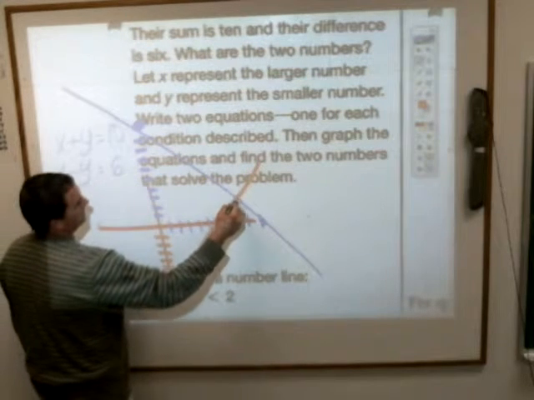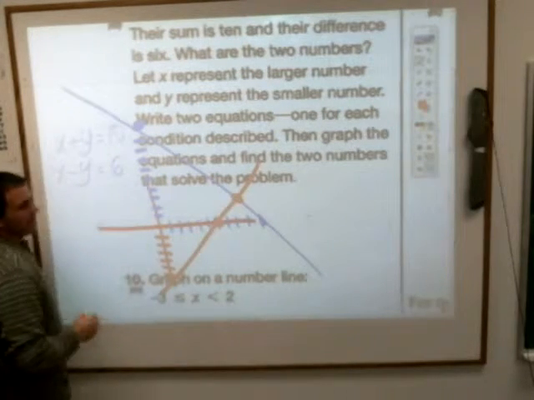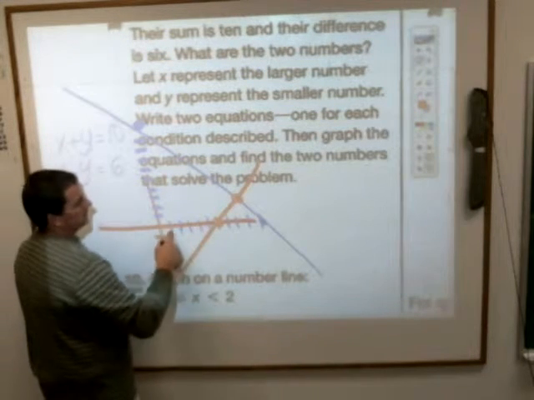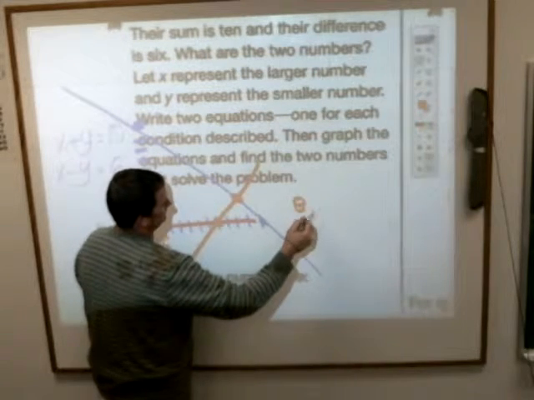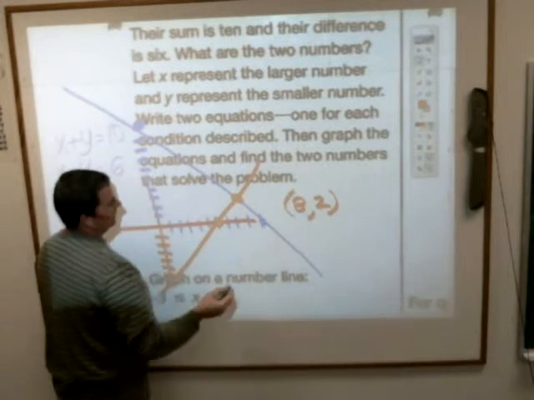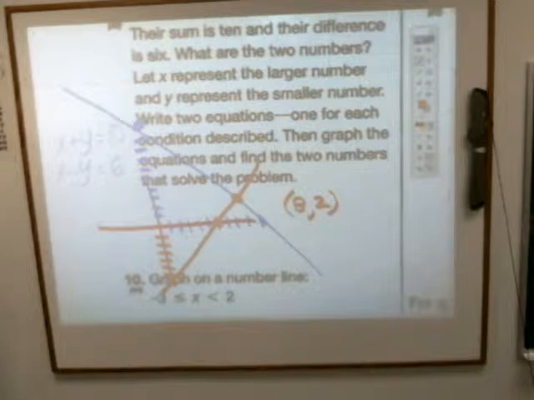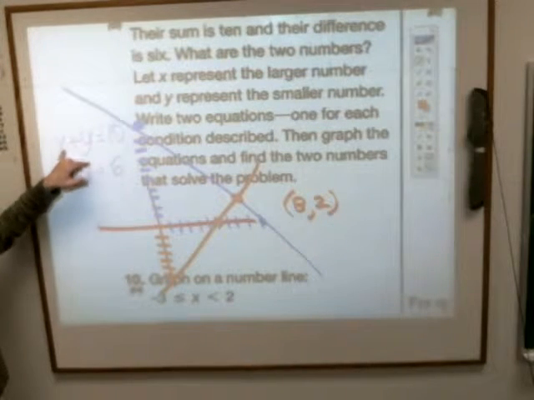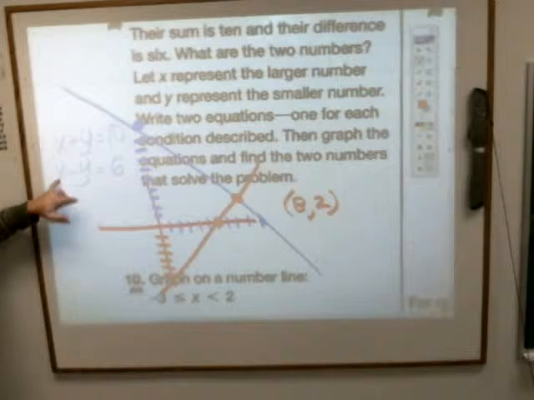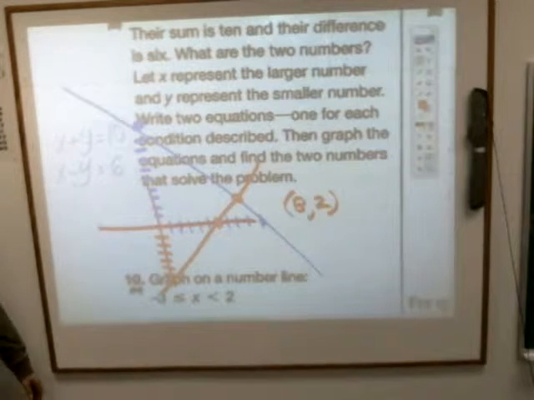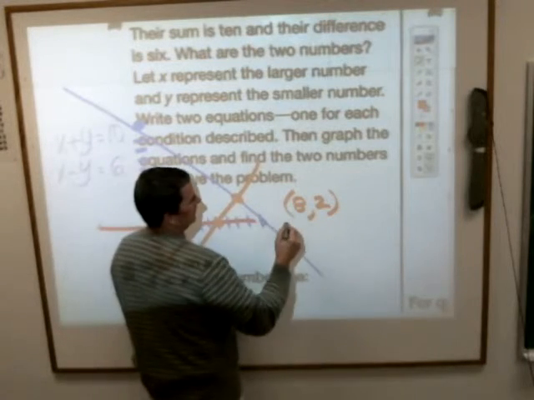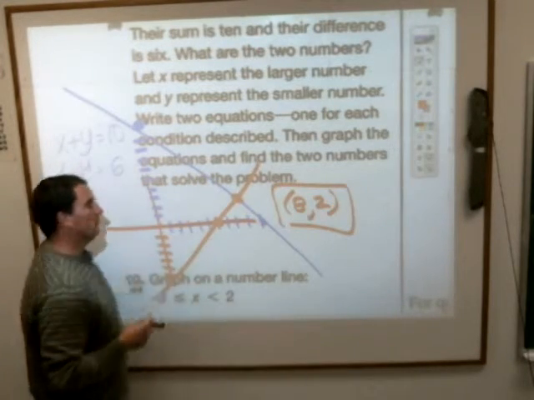The answer is where those two lines intersect. And if you look at that, it obviously comes out to be 1, 2, 3, 4, 5, 6, 7, 8, comma 2. Not a ruler. In other words, if you go back to this, Jackson, if x is 8 and y is 2, x plus y, 8 plus 2 is 10, that works. 8 minus 2 is 6. It's what solves both equations. It's a system of equations in which you need to show that sort of work.